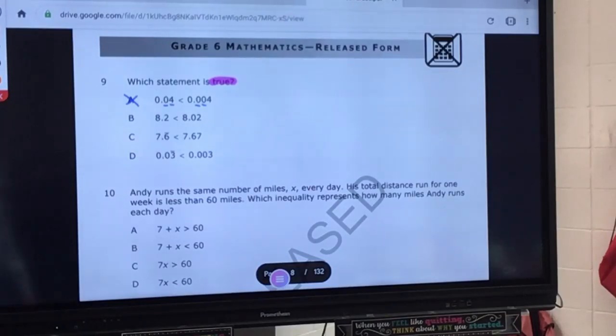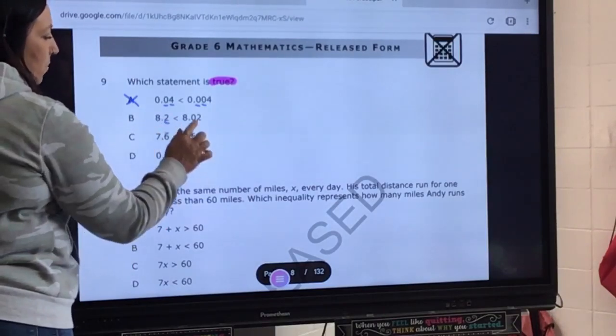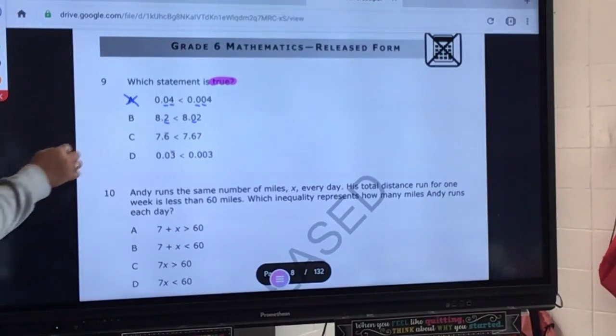Okay, so now let's look at the next one. Looking at our place values, we have a 2 and then we have a 0 in the tenths place. So is 2 less than 0? No, so therefore we know that B is not correct.